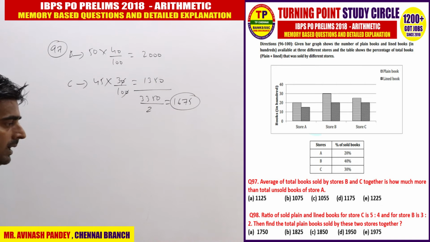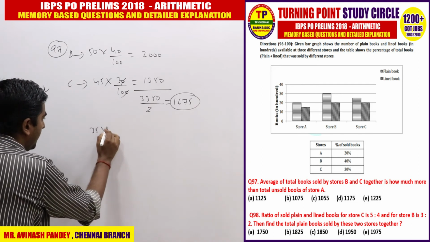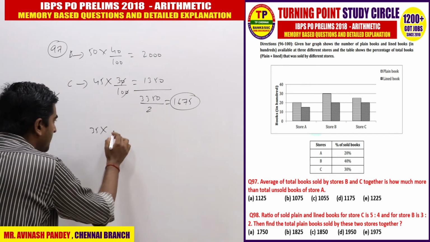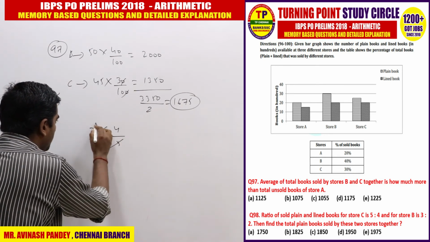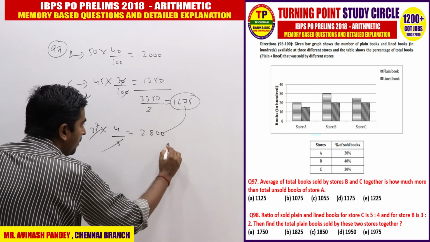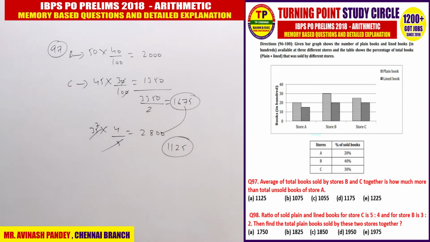Now, how much more is it than the total unsold books of store A? Store A consists of how many books? Just now we have seen it is 20 plus 15, 35. Sold books are 20%, and what about unsold books? 80%, fraction value 4 by 5. So this is 28, again the units are in 100. How much more is there? 1125. My answer for this question is 1125, right?